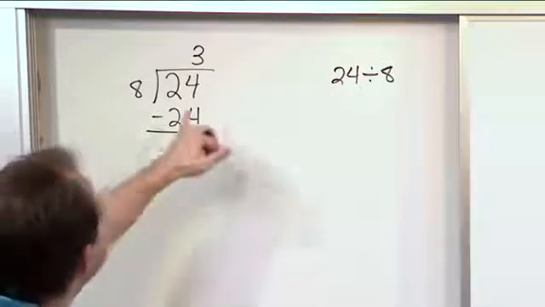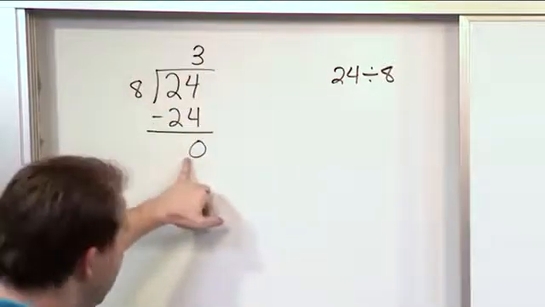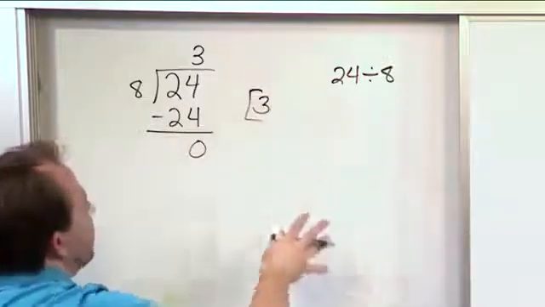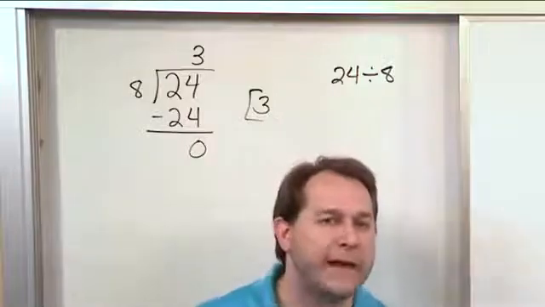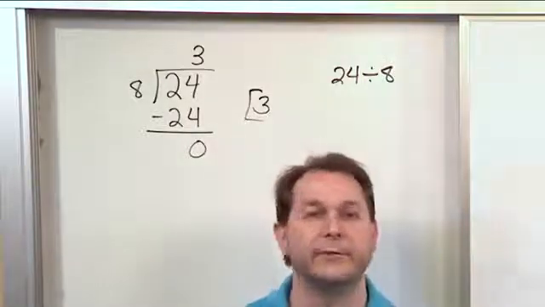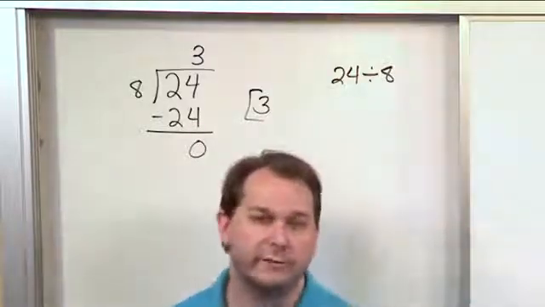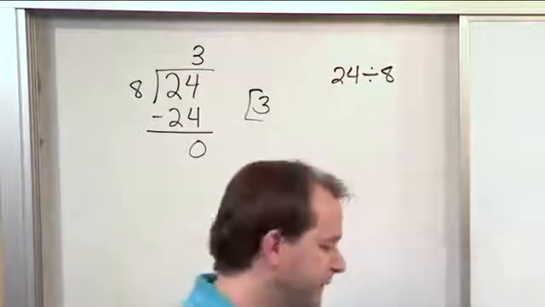So because you figured out that it went 3 times, and because there's nothing left over, the answer that you write down is just 3. There's nothing else to write. 8 can go into 24 exactly 3 times. There's no remainder, there's nothing left over because when we did our subtraction at the end, we got a big fat 0. If we were to get something other than 0 here at the end of the problem, then we would have a remainder, we'd have something left over. But in this problem, we didn't.